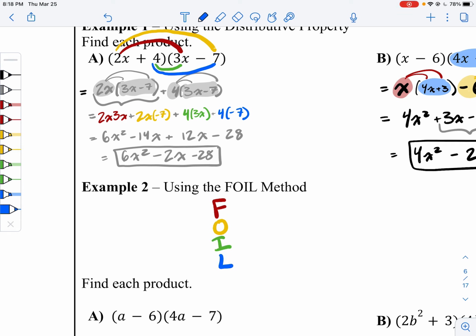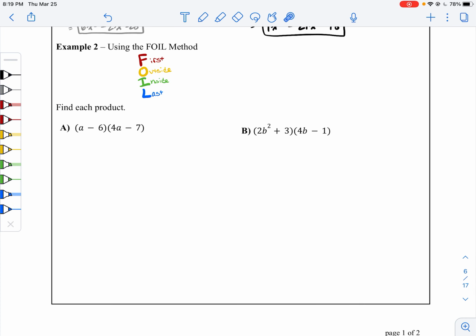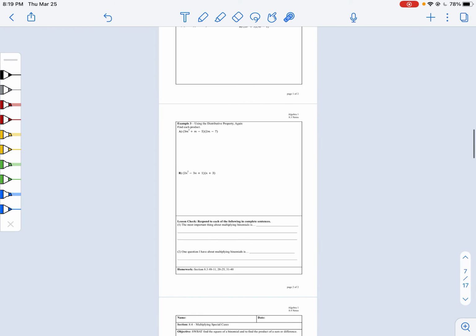FOIL stands for: look at your two binomials and multiply the first two numbers together. Then multiply both of the outside terms. Then multiply the inside terms. And then multiply the last terms. So this is a shortcut that will work if you have two binomials, two sets of two things multiplied together.